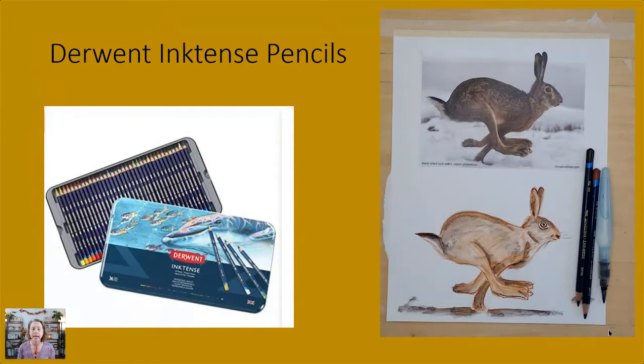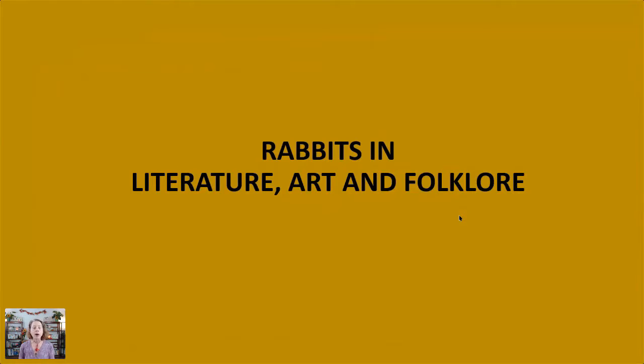So anyway, my second demo is a quick one using Derwent Inktense pencils. And those you can wet and they kind of look like watercolors. So we'll talk about those later. Anyway, so we are going to first introduce rabbits, some examples of rabbits in literature, art, and folklore.